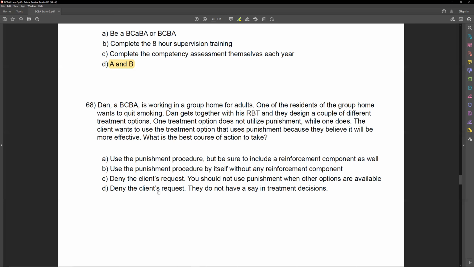And then D, deny the client's request. They do not have a say in treatment decisions. That is absolutely wrong, right? They always have a say. Clients should be part of their treatment planning. After all, they are the ones whose life you're dealing with. So since our client said he prefers one procedure over the other, we will try his procedure out. We will use the punishment procedure, but we will be sure to include that reinforcement component as well.